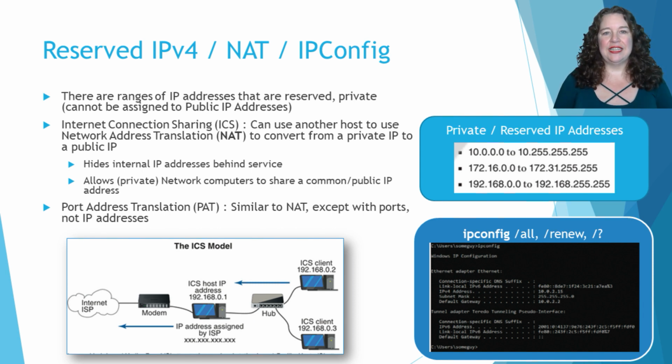ICS is the Internet Connection Sharing acronym, and it's designed to allow a host to use network address translation, or NAT, to convert from a private to a public. Okay, let me explain that a little bit more, because NAT's really an important concept. Network address translation allows my computer at 192.168.116, whatever my computer happens to be, to use that private address, my 192 address, and talk to the rest of the world with my network's public IP.